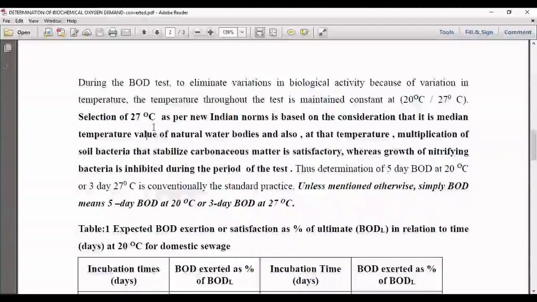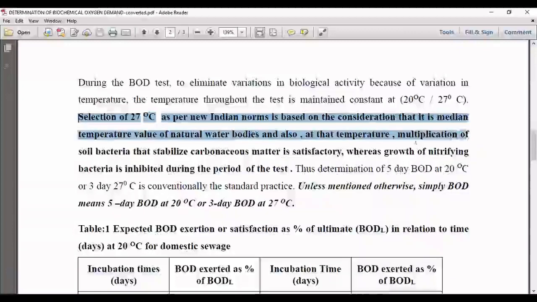Selection of 27 degrees Celsius as per new Indian norms is based on the consideration that it is the median temperature value of a natural water body, and also at that temperature multiplication of the soil bacteria that stabilize the carbonaceous matter is satisfactory, whereas growth of nitrifying bacteria is inhibited during the conduct of this test.